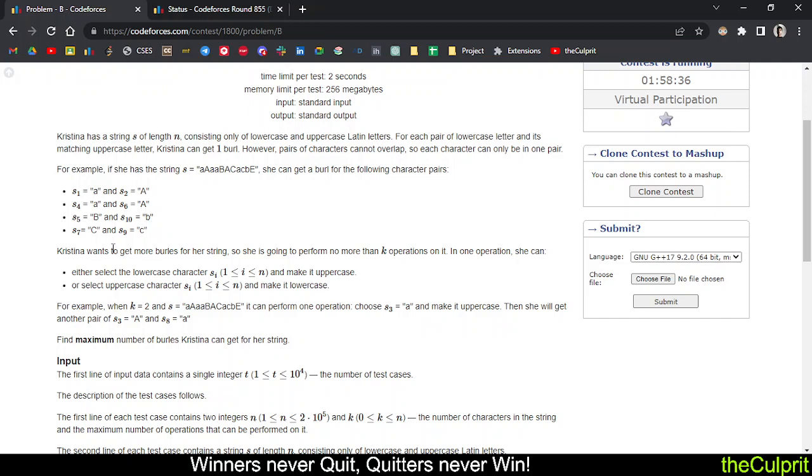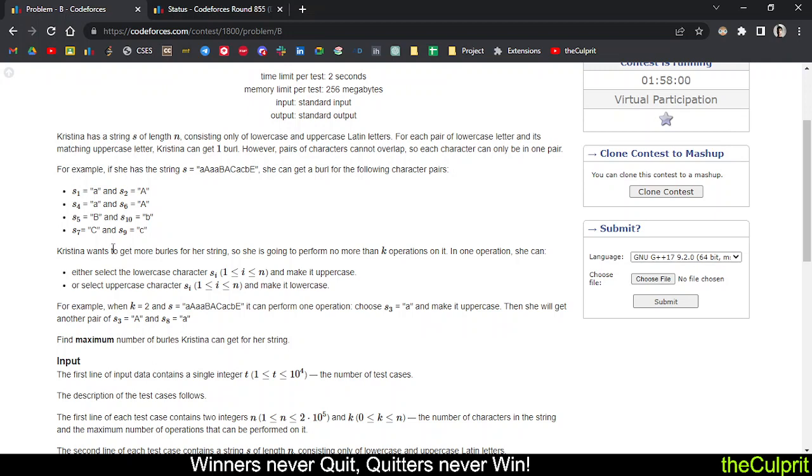And then for all the invalid ones, I can use my K operations to turn one of them valid. So suppose there are m invalid pairs, then the number of pearls I can get is the minimum of K comma m, because K is the number of operations that I can perform and m is the maximum number of invalid characters.